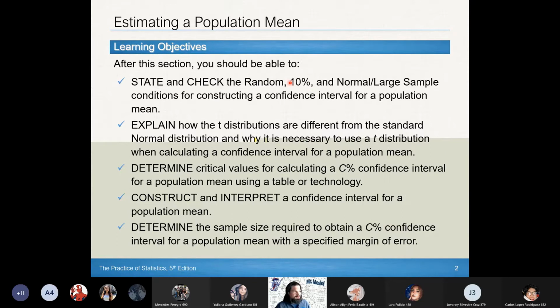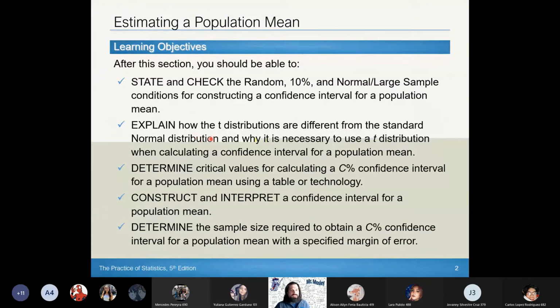Notice the first two things are the same as when we were doing a population proportion. Now we're doing a mean, random 10%. Those things are still existing. And then we have the normal large sample, which is akin to the central limit theorem from last chapter, saying that when our sample is at least 30, we can do normal calculations and treat this as a normal curve.